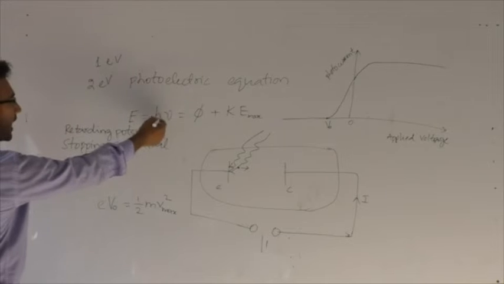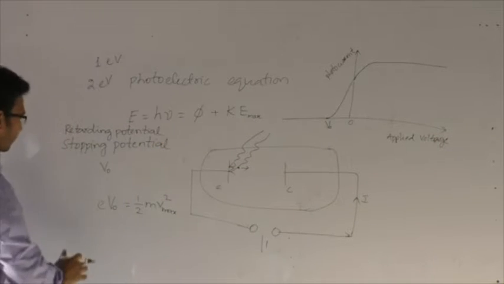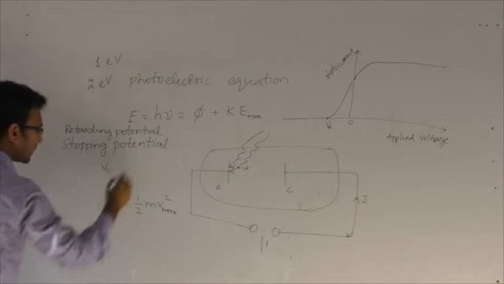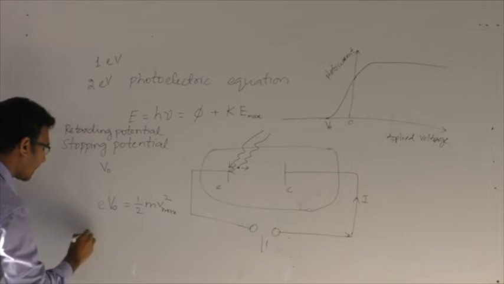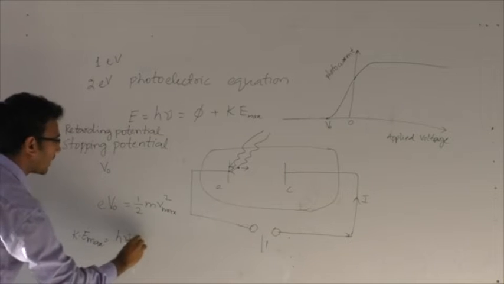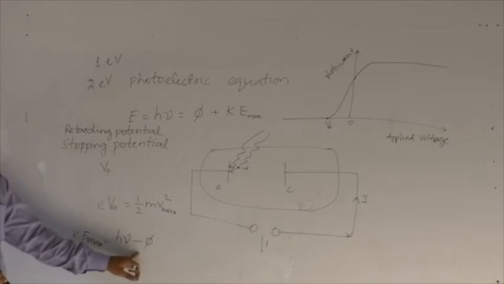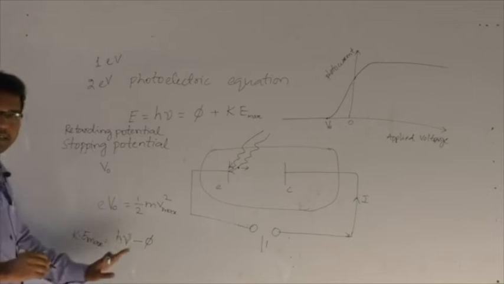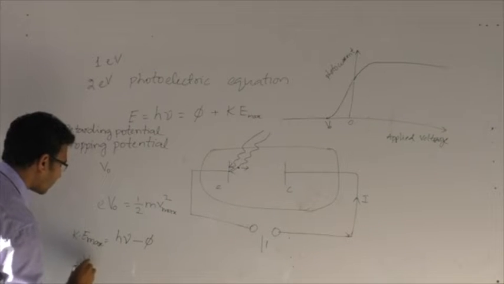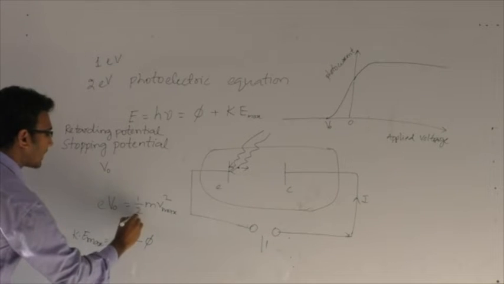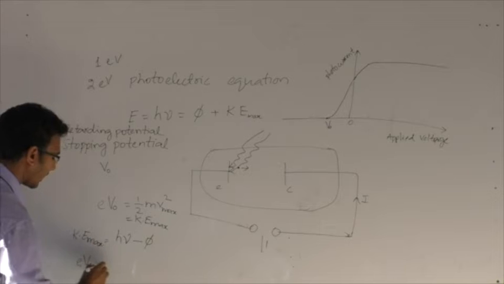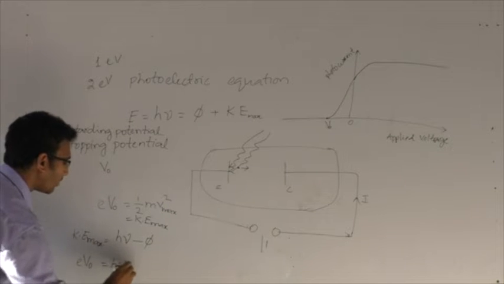Now go back to this equation, h nu. Can I represent this KE max from this equation? I can write KE max equals h nu minus phi, where phi is the work function of a particular metal. Then I'll write eV0. This half m v square is nothing but KE max. So eV0 equals h nu minus phi.